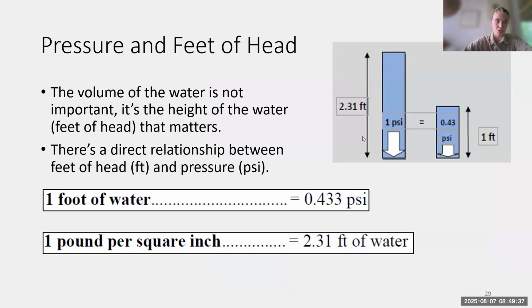There's a direct relationship between feet of head, which we measure in feet, and pressure, which we would measure in pounds per square inch, a really common measurement for pressure. This is also a conversion that's available on your formula sheet. We could write that as 1 foot of water is equal to a pressure of 0.433 psi. 1 pound per square inch is equal to 2.31 feet of water. Those conversions are really helpful when you're calculating pressure.